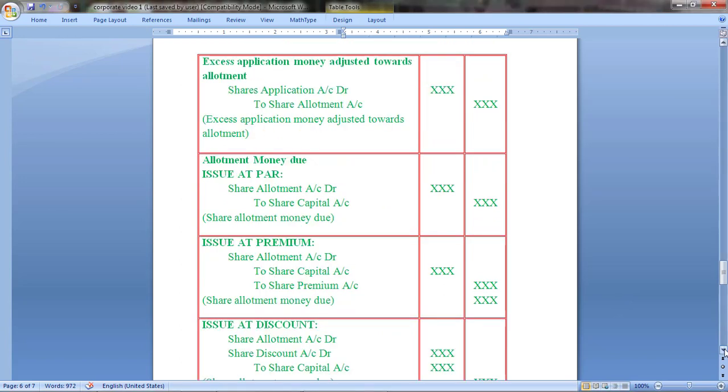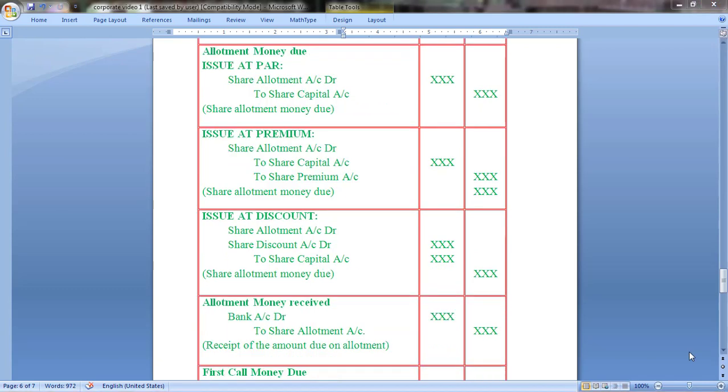In some cases, the excess application money cannot be refunded to the excess applicant because it will be adjusted towards allotment. For oversubscription, sometimes the allotment will be on pro rata basis. In that case, the excess application money will be adjusted towards allotment money which is payable by that shareholder. So, for that, the entry is share application account debit to share allotment account.